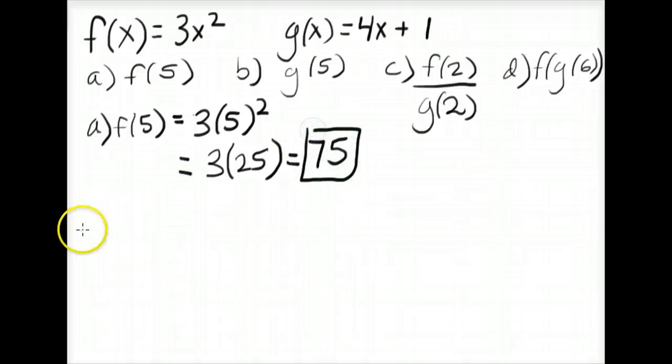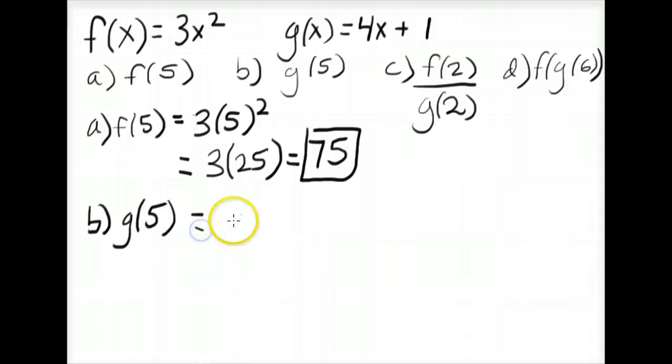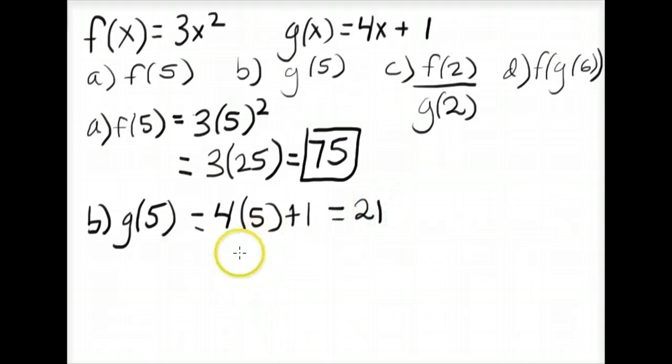For part B, we're going to do something similar, but now we're going to evaluate the function g at x equals 5. We're just going to substitute 5 in for wherever we see x in the function g. So this will be 4 times 5 plus 1, which is going to equal 21. For part C, we just have to do some division in the process.